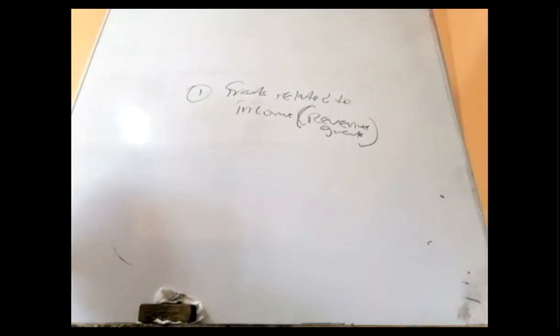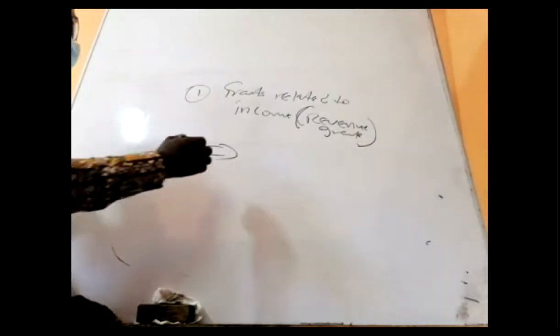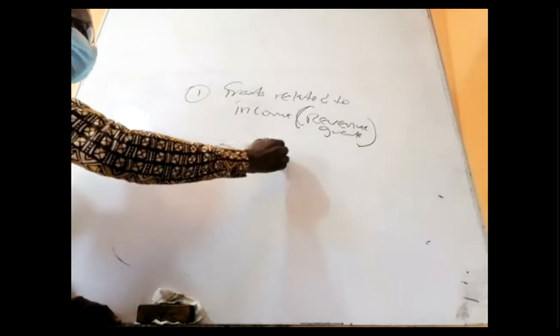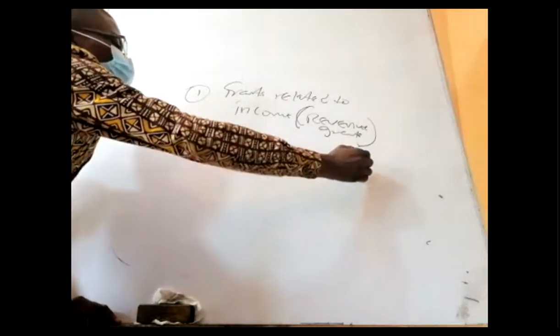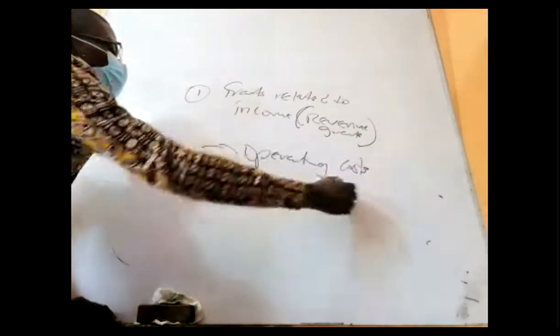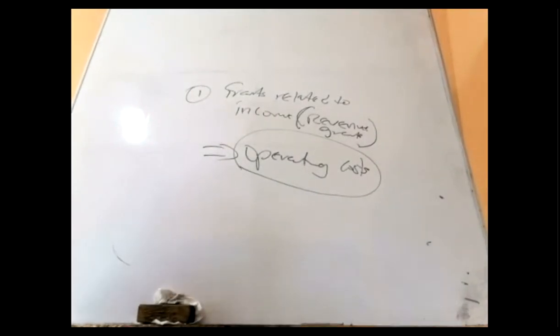Now this type of grant is for the operating costs of the entity. So if the government supports you with the operating expenses, we call it what? Revenue grant, or a grant related to income.